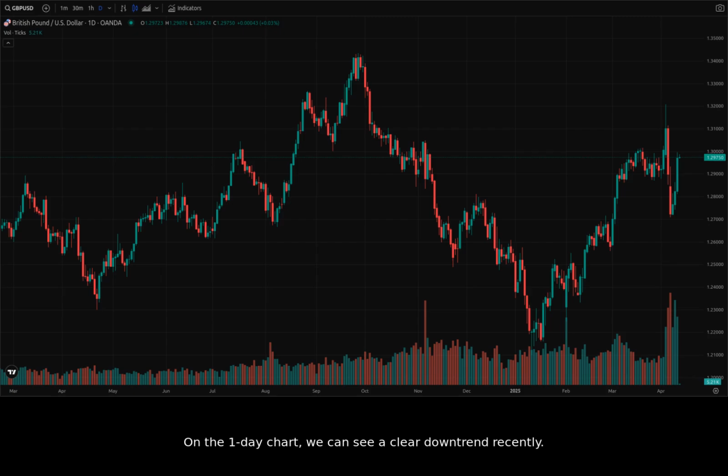On the one-day chart, we can see a clear downtrend recently. We had a large drop starting late March 2025, continuing into April. The price has fallen from around 1.30 to as low as 1.244 in a short amount of time. This might be related to reports saying that Trump's policies could weaken pound sterling to US dollar.